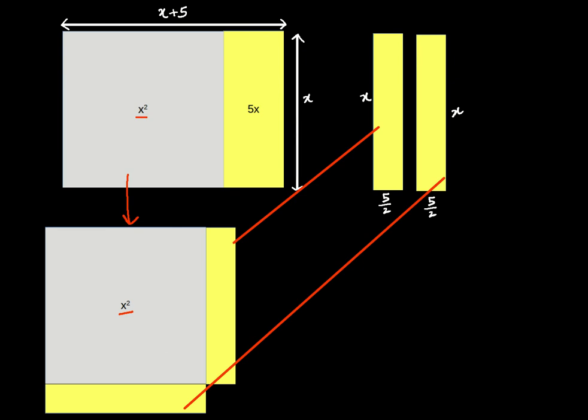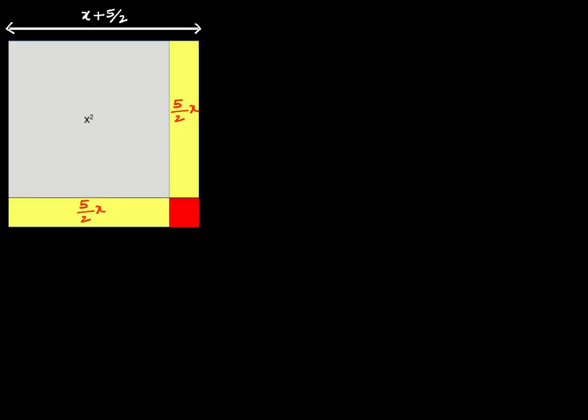Now if you observe closely, this figure looks like a square of side x plus 5 by 2. x square plus 5x can now be visualized as the area of a square of side x plus 5 by 2. But wait, it contains an extra area as shown in the red color. This extra part is also a square of side 5 by 2. Hence, its area becomes 5 by 2 whole square, because area of a square is side into side.